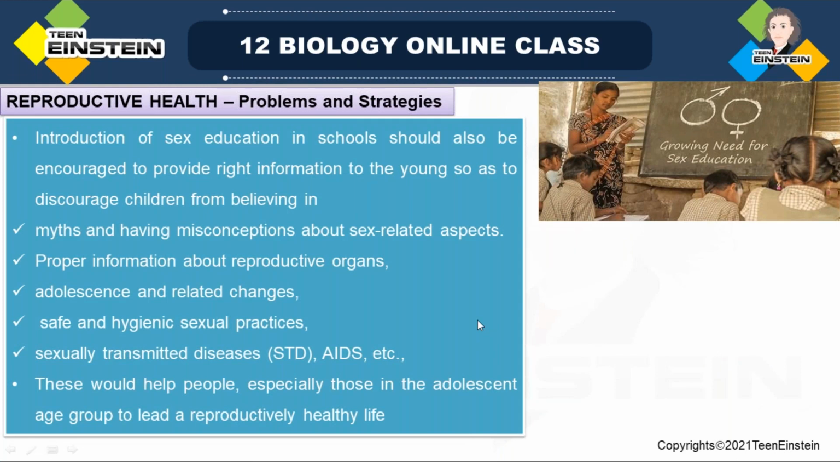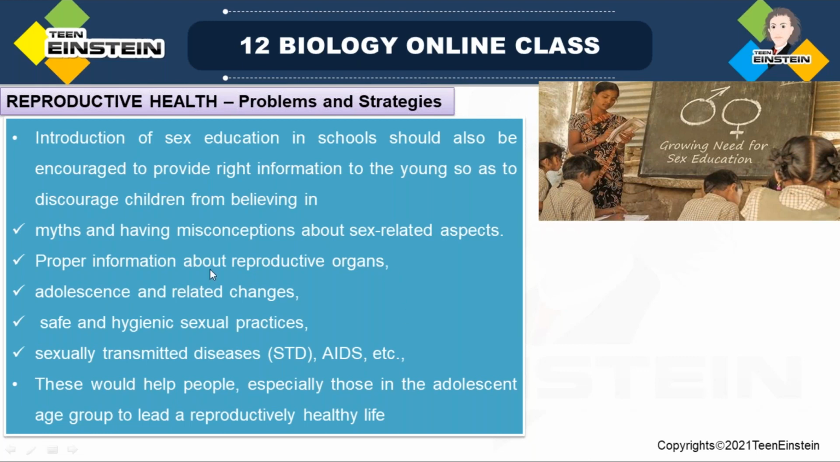Next, the introduction of sex education in school. That is very important, right? The government is encouraging this, the growing need of sex education in schools. Children should get a proper idea about sex education from schools. That's the way teachers can help their students.